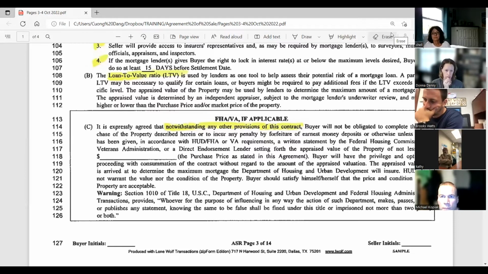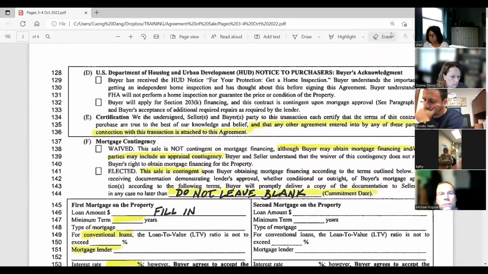So just be careful when you accept a contract from FHA or VA buyers and they give you gap coverage and say they'll pay a difference. It doesn't mean a thing. This supersedes it. Any questions so far about that? D, U.S. Department of Housing and Urban Development notice to purchase, buyer's acknowledgement, get a home inspection. You should check mark that if you have an FHA VA buyer.